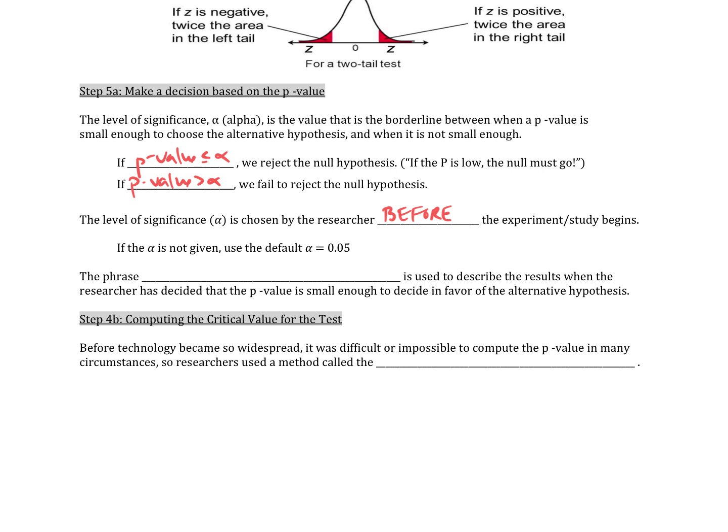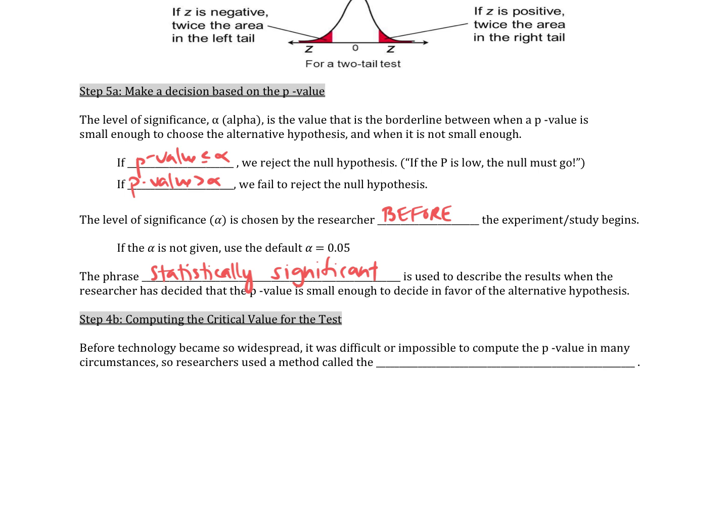The phrase statistically significant is used to describe the results when the researcher has decided the p-value is small enough to decide in favor of the alternative. In other words, you reject the null. So when you're stating your conclusion, you're going to use the phrase statistically significant.